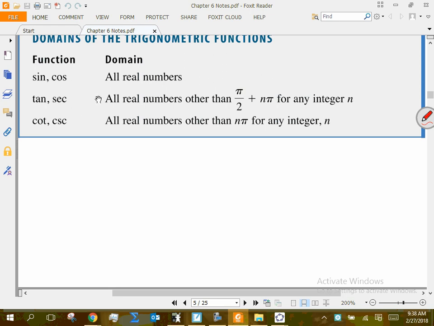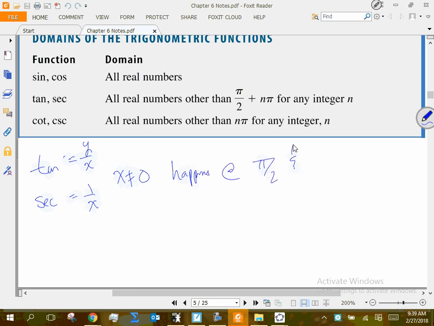Now, tangent and secant, those are issues, because remember the tangent is equal to y over x, and the secant is a reciprocal of cosine, so that's 1 over x. X cannot be 0, right? X equaling 0 happens at pi over 2 and 3 pi over 2 initially inside the unit circle, right?